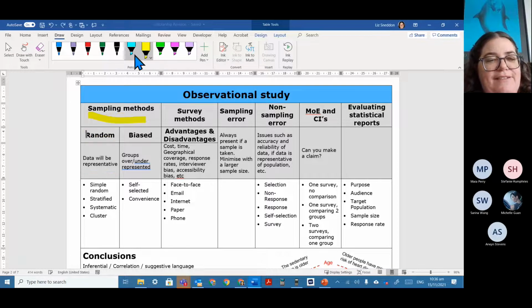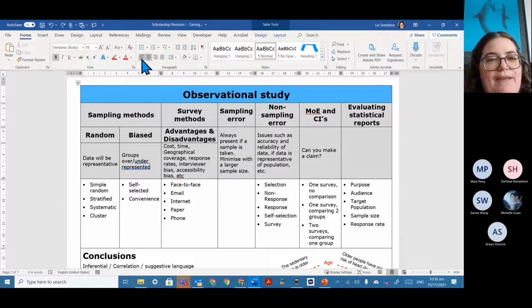And I love the formatting changes everything. Sorry, it's a pain.